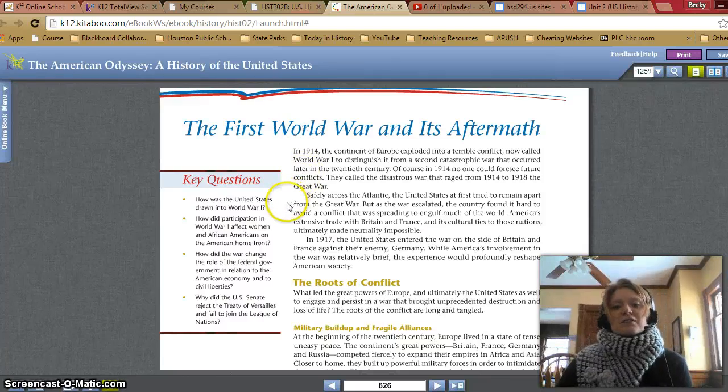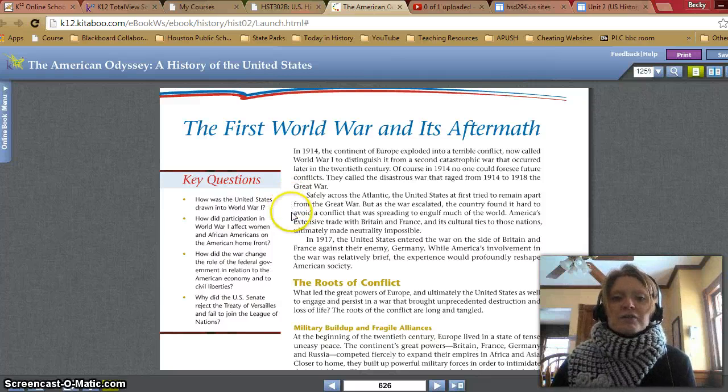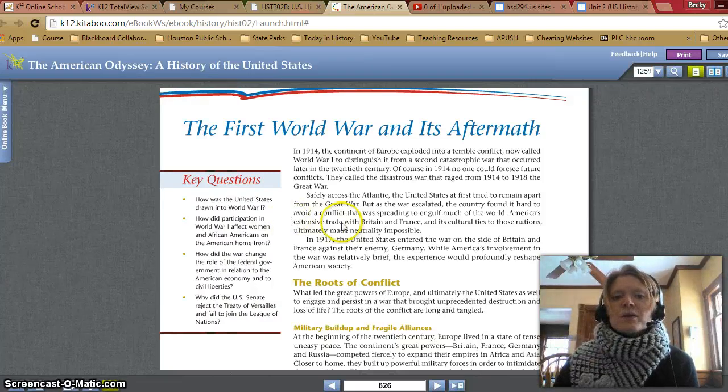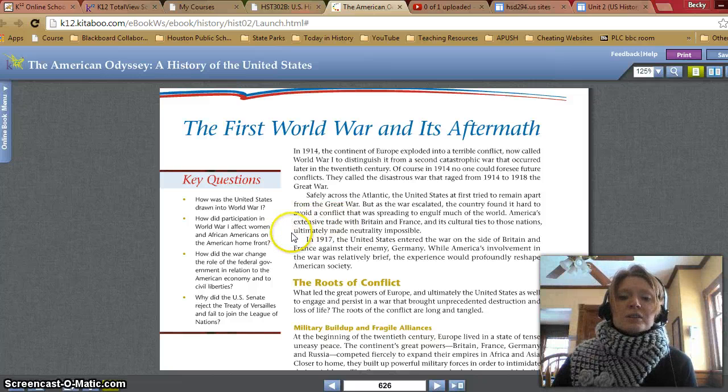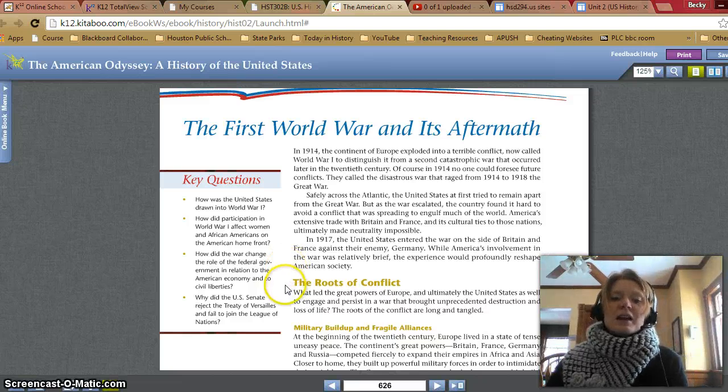Safely across the Atlantic, the United States at first tried to remain apart from the Great War. But as the war escalated, the country found it hard to avoid a conflict that was spreading to engulf much of the world. America's extensive trade with Britain and France and its cultural ties to those nations ultimately made neutrality impossible. In 1917, the United States entered the war on the side of Britain and France against their enemy Germany. While Americans' involvement in the war was relatively brief, the experience would profoundly reshape American society.